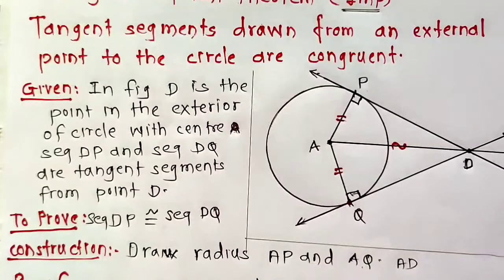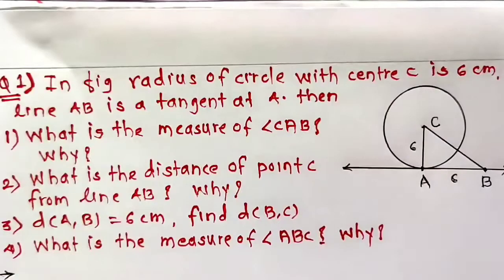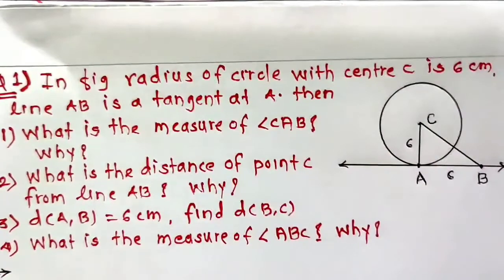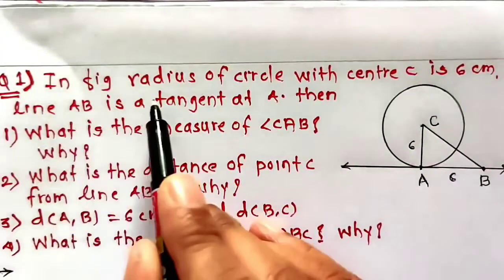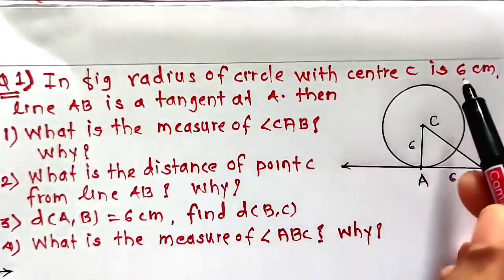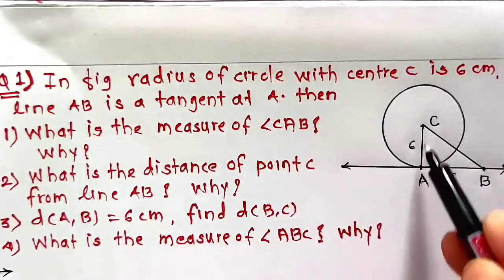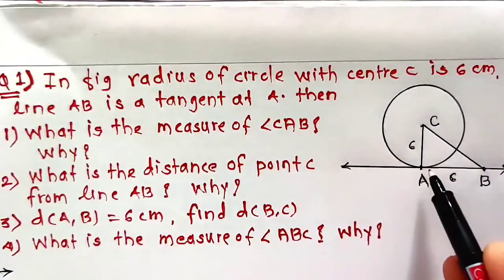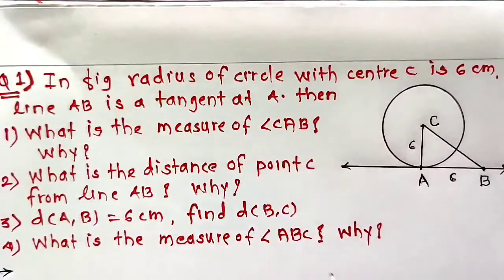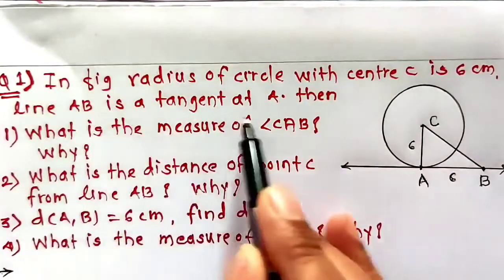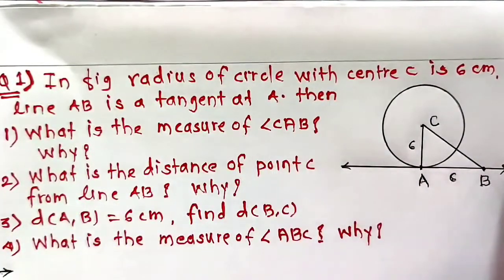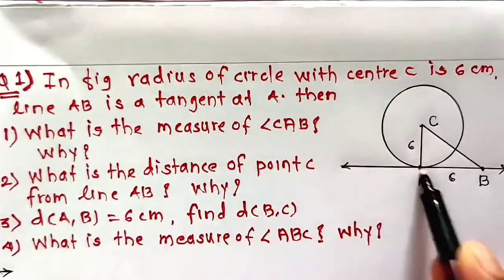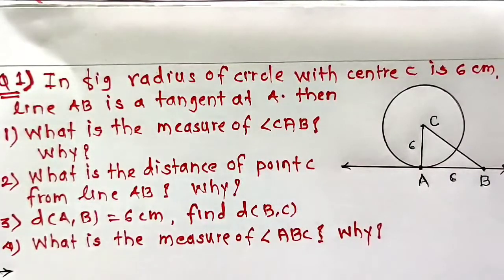Let us see practice set 3.1. Here is the first sum from practice set 3.1. What is given in the figure? The radius of the circle is 6 centimeters. Here CA is the radius of the circle, so it is 6 centimeters. Line AB is a tangent at point A.